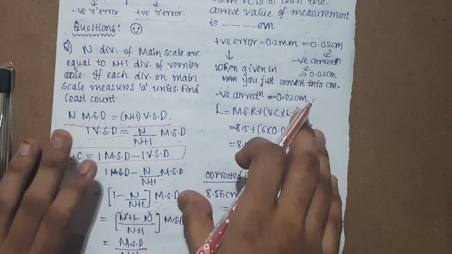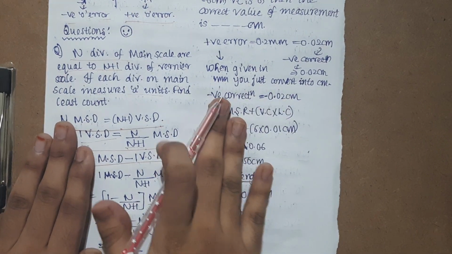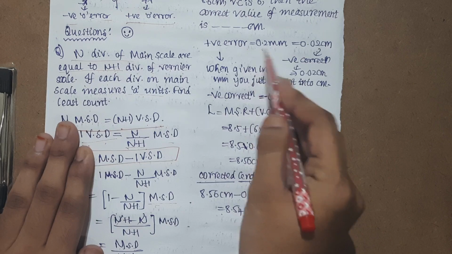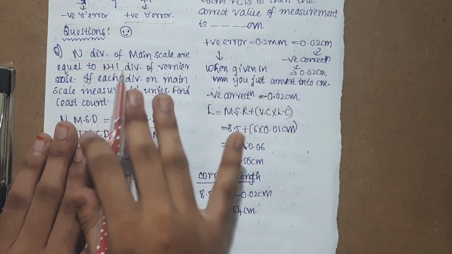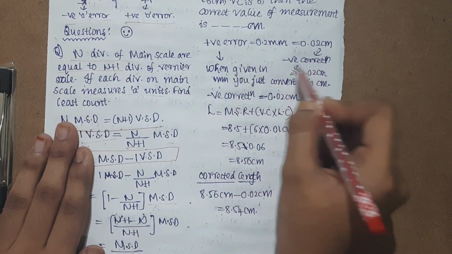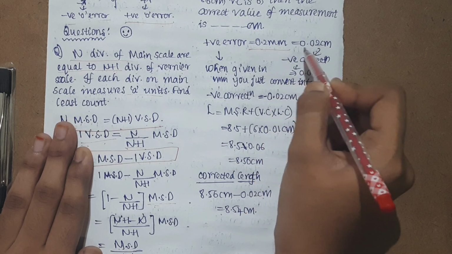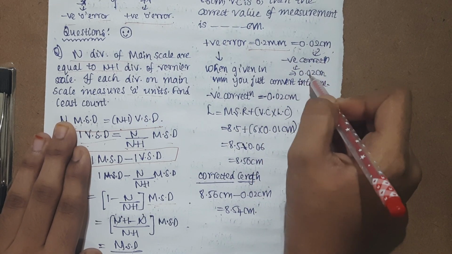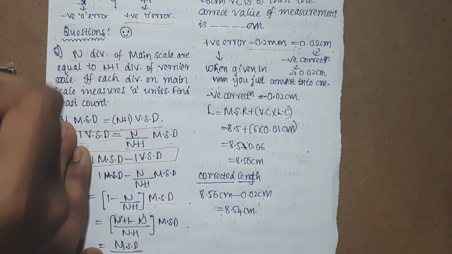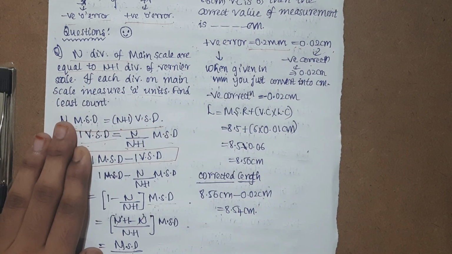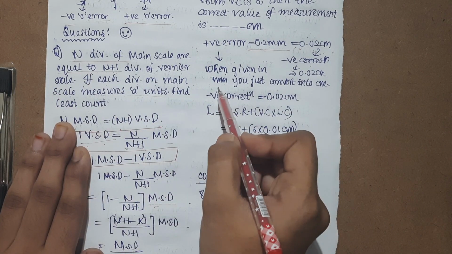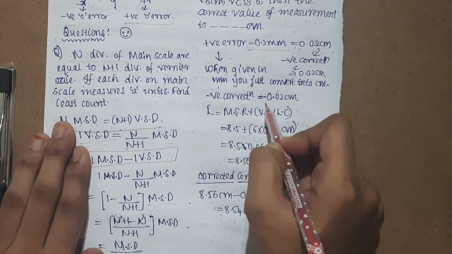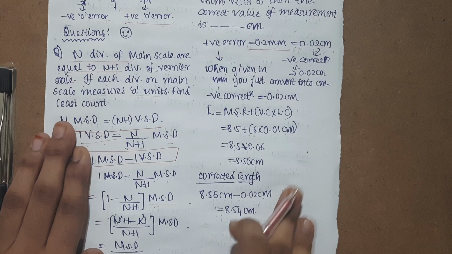Here there is an important point to remember. If they have mentioned a positive zero error and it was given in millimeter, then the negative correction will be, simply when you convert it into centimeter, 0.02 centimeter. This will be your negative correction. This is only when in the question they have already mentioned that it was in millimeter. So now negative correction is equal to minus 0.02 centimeter.